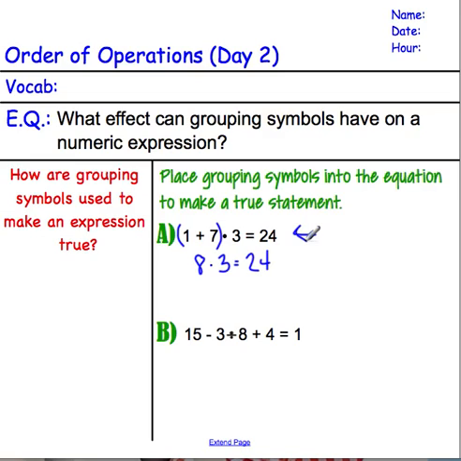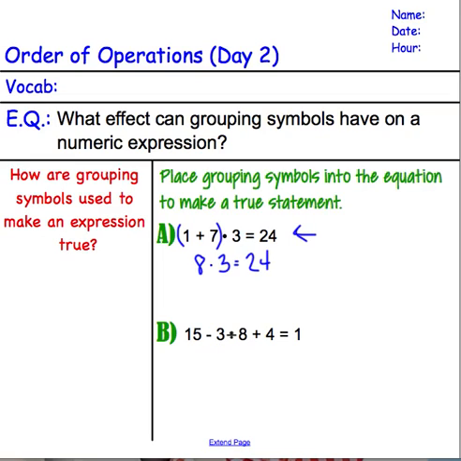Moving on to the next example here, we have 15 minus 3 divided by 8 plus 4 equal to 1. Well, I know right away I don't want to put my parentheses here because that doesn't change the order of operations, and 3 divided by 8 isn't going to give me what I want because that's a fraction and we have a whole number for an answer.